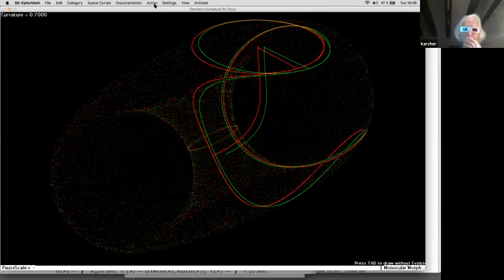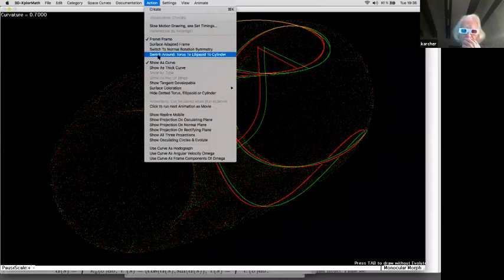And so, for example, I can show you on an ellipsoid.